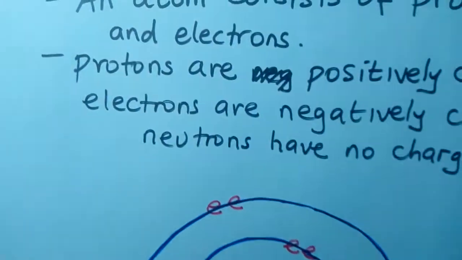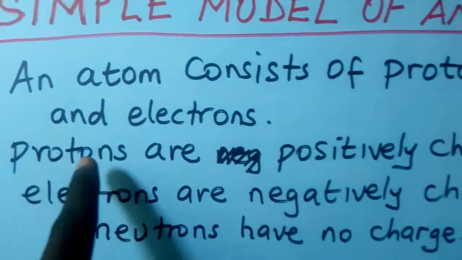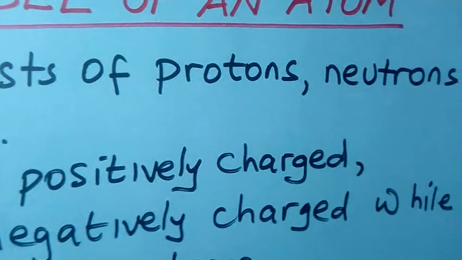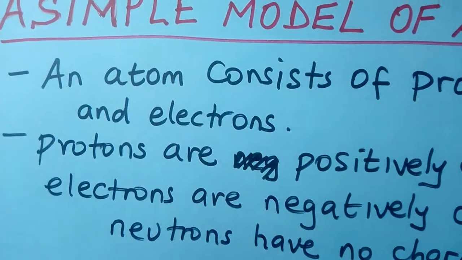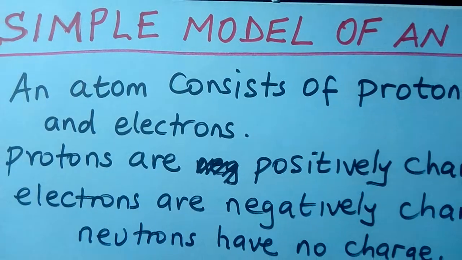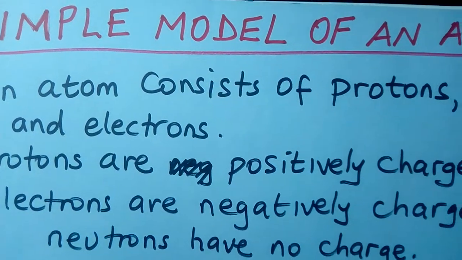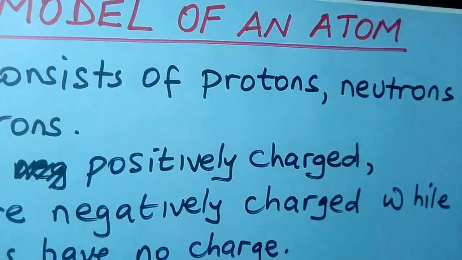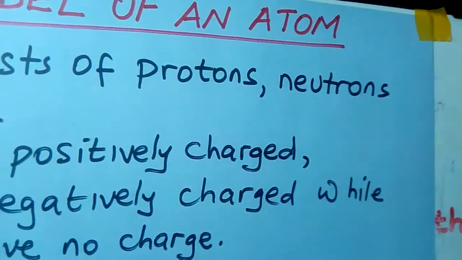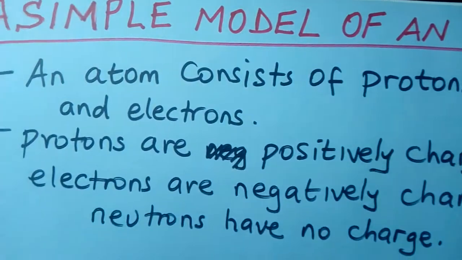So we can now say that an atom consists of protons, neutrons, and electrons. We call those three things subatomic particles. So an atom consists of three subatomic particles, which are protons, neutrons, and electrons.